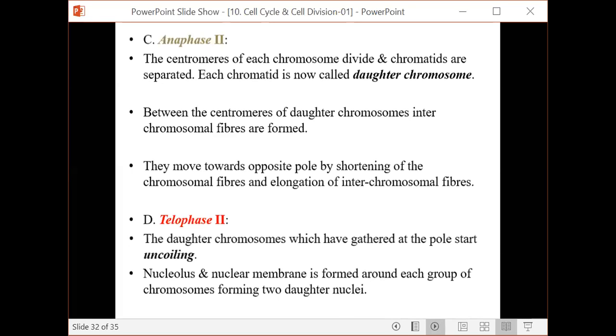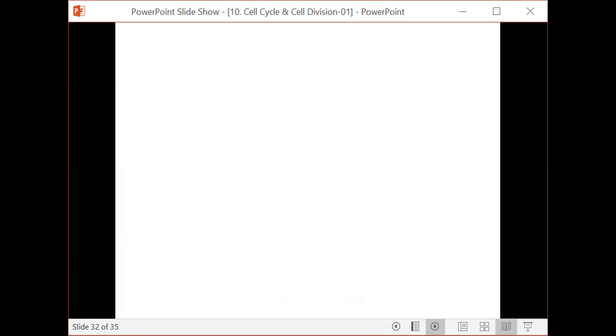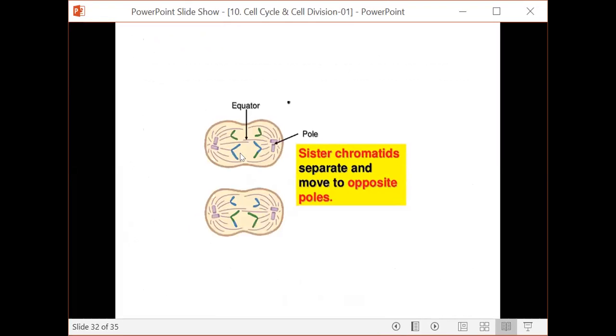Okay, next. See, separated at anaphase, it is like this. They have been taken away, V shape. Sister chromatids separate and move to opposite poles.